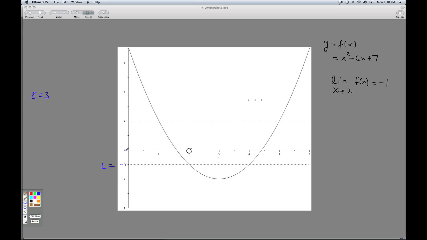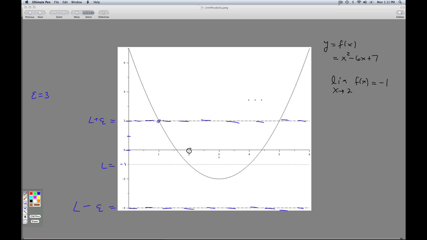So I march up the y-axis here. 3 units is going to get me to 2. So my L plus epsilon, the upper bound, is this dashed line y equals 2. What's the lowest I can get? Well, L minus epsilon, I'd be counting down 3 units, down to negative 4. So L minus epsilon is negative 4. So I don't want the parabola to ever be lower than this dashed line, which it never will. So really the issue becomes making sure the parabola is below this dashed line.